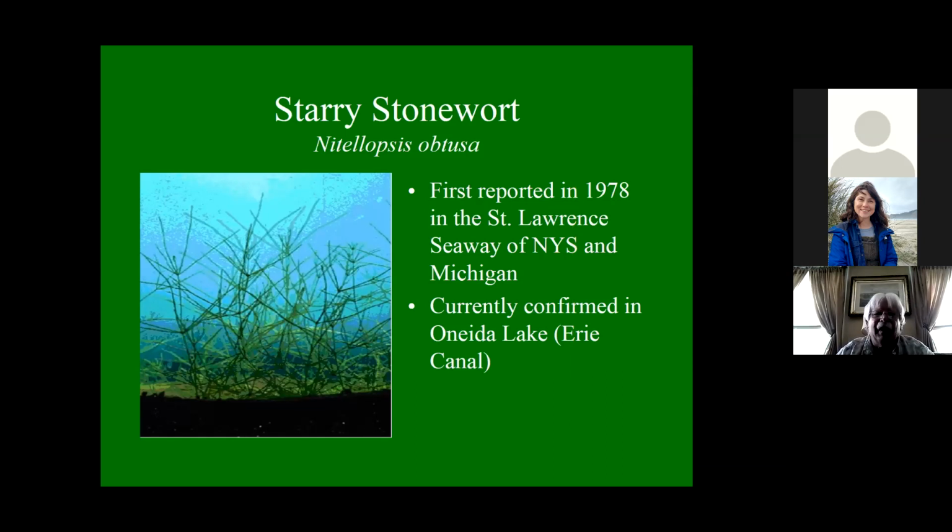And this one first showed up in the 1970s in the St. Lawrence. It's fairly heavily distributed in Michigan at the moment. We also are starting to see it spread around New York State. It was confirmed in Oneida Lake, which is part of the Erie Canal system, in the early 2000s, and has since spread a little into the canal system. So this one's kind of spreading itself around the state right now.